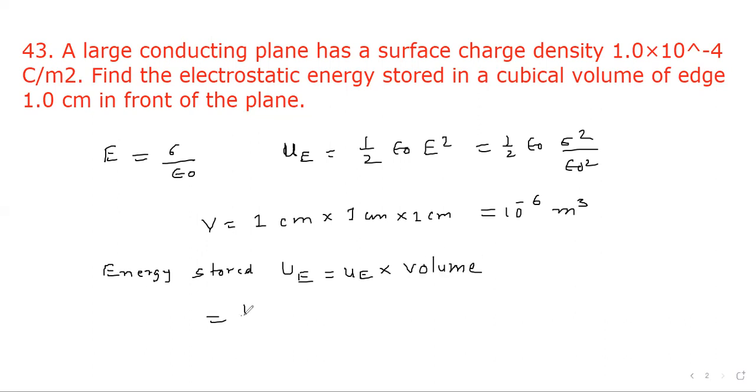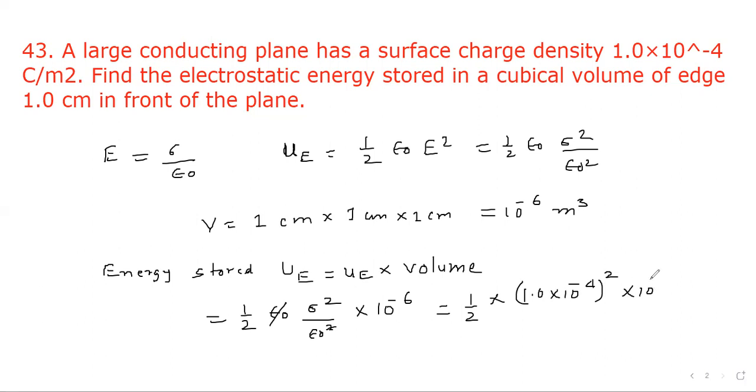So UE equal to 1 by 2 epsilon naught, sigma square divided by epsilon naught square, one epsilon will cancel here, times the volume, 10 power minus 6. Now, we put the values. So 1 by 2, sigma is given as 1 into 10 power minus 4, so 1.0 into 10 to the power minus 4 square into 10 to the power minus 6, divided by 8.85 into 10 to the power minus 12.